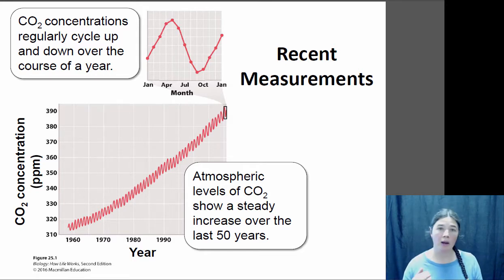Then you get to fall, October, November, the leaves come off the trees, all of the annual plants die back, and the levels start to increase again. So you do see that yearly fluctuation that's caused by plant growth, but over time, the average CO2 levels are drastically increasing. Okay, so let's take a look at where all this carbon dioxide is coming from.